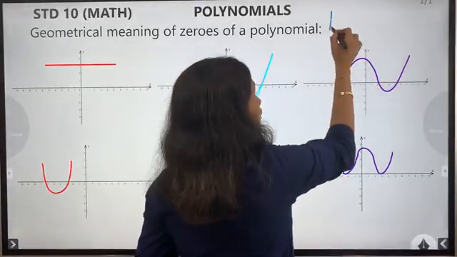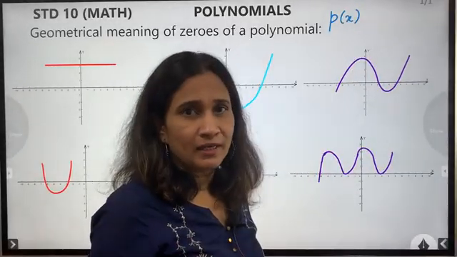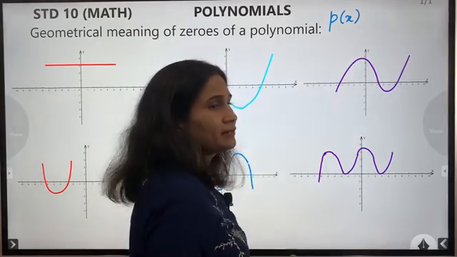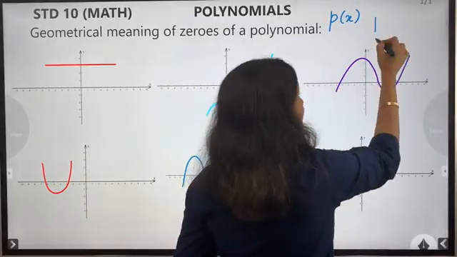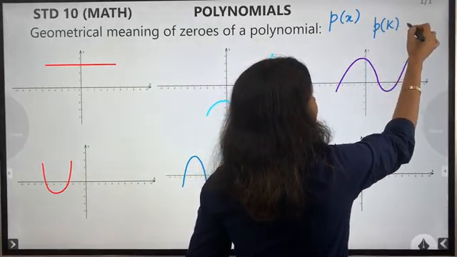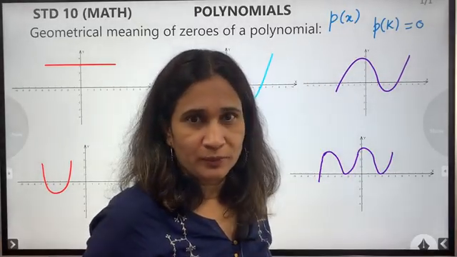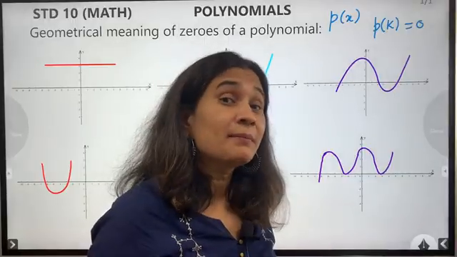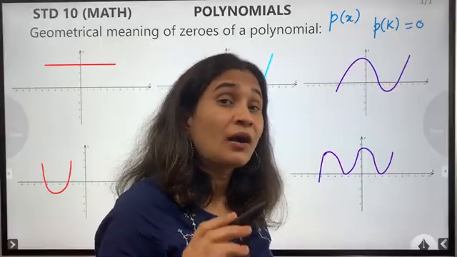Suppose there is a polynomial P of x given to you, and I told you to choose any real number k. If you substitute that value of k in the variable of the polynomial, and if P of k comes equal to 0, then that k is called the zero of the polynomial. Now some polynomials may have only one zero, some may have more than one, some may have more than two. So how do you decide it?